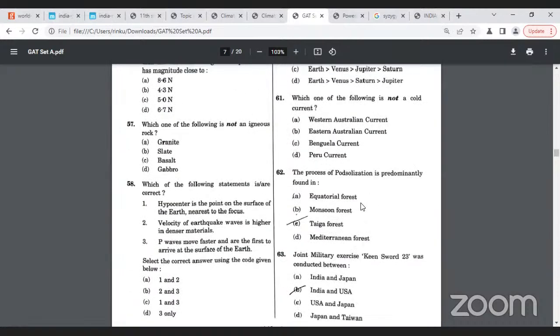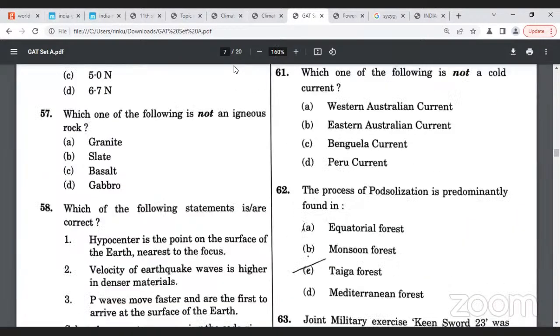Question number 57. Which one of the following is not an igneous rock? If there are any participants who would like to answer the question, I'd be more than happy to receive your answers. So the answer to this is going to be slate, which is actually a sedimentary rock. Granite, basalt, gabbro are all igneous rocks. So the answer to this is B, slate.